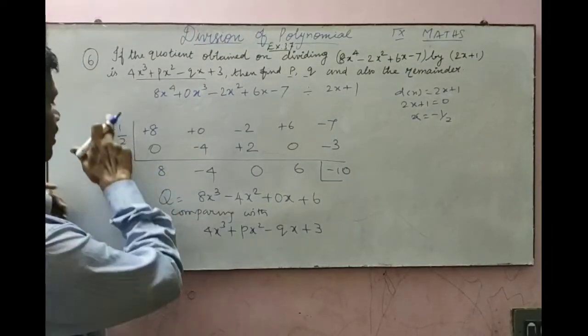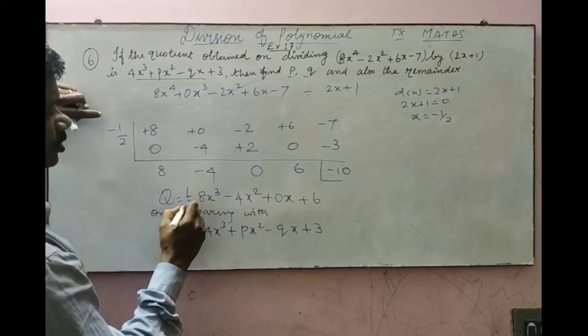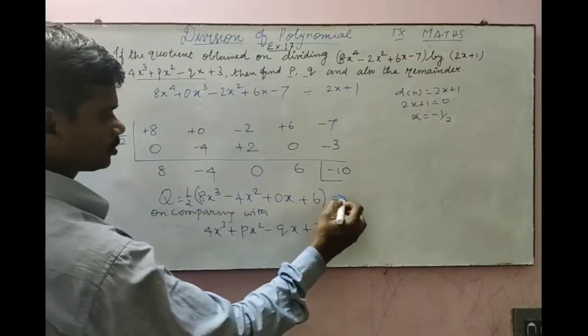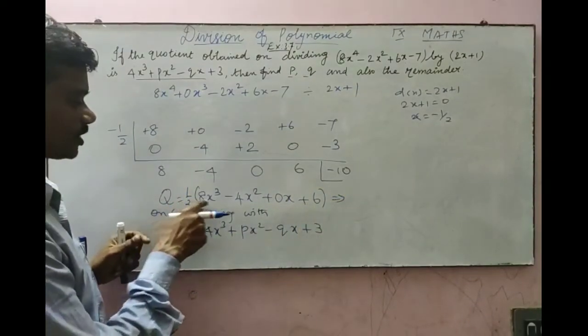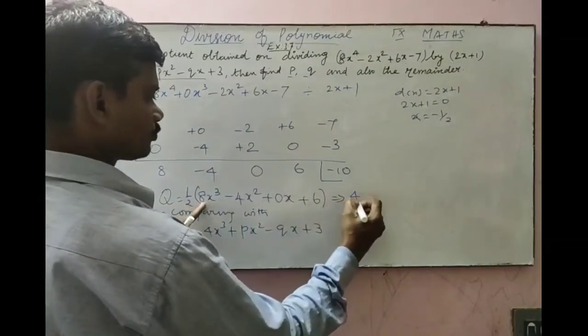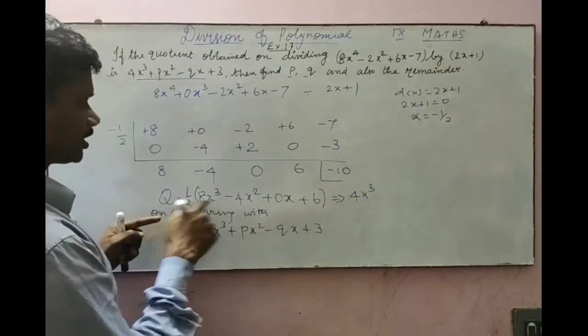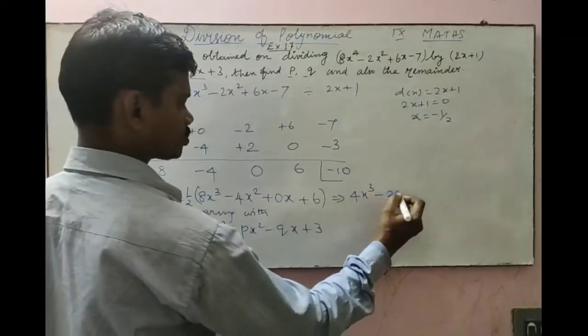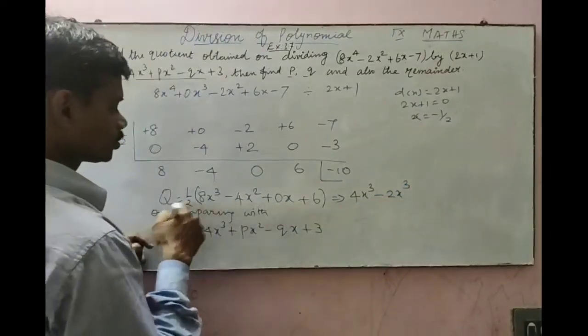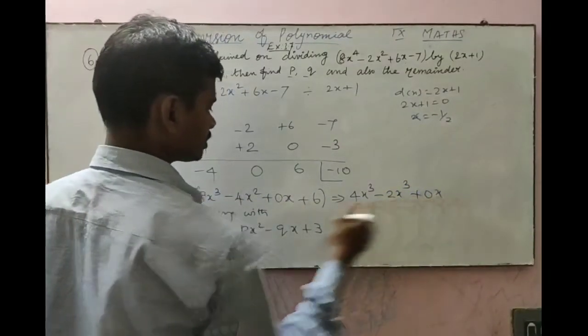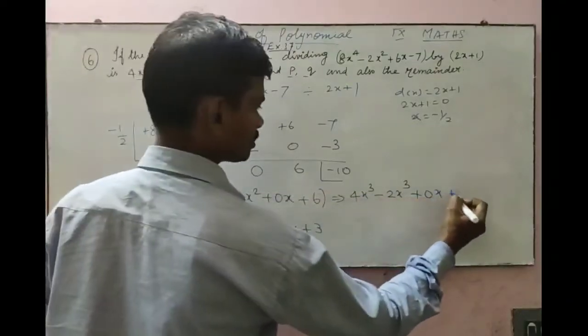okay, in this quotient we have the 1 by 2, so we have to multiply the 1 by 2 with this, then only we get the correct quotient. So if you multiply this with the 8, you will get 4x cube. 1 by 2 into minus 4 gives minus 2x square. 0 into 1 by 2 gives 0. 6 into 1 by 2 gives 3.